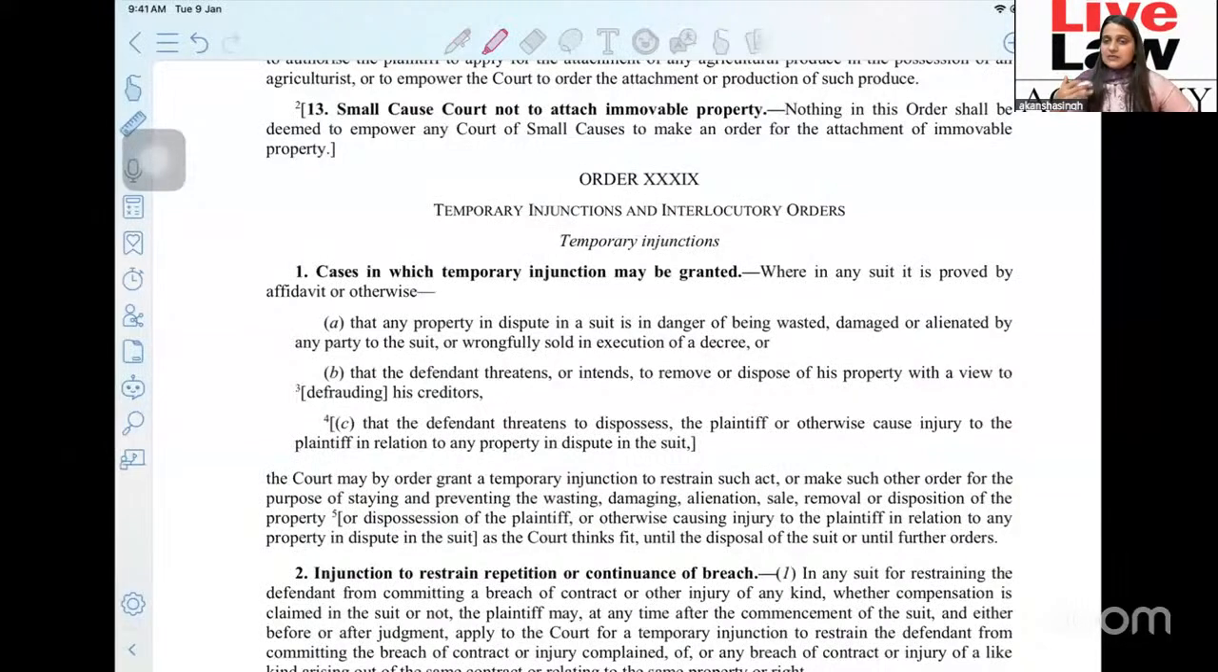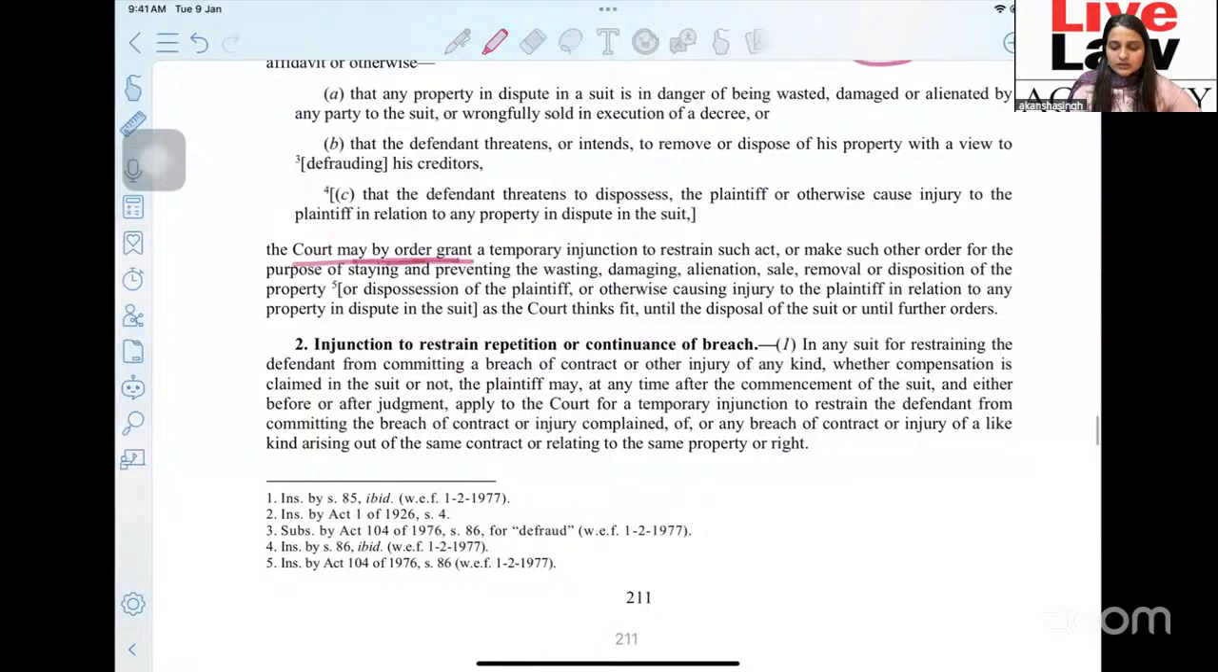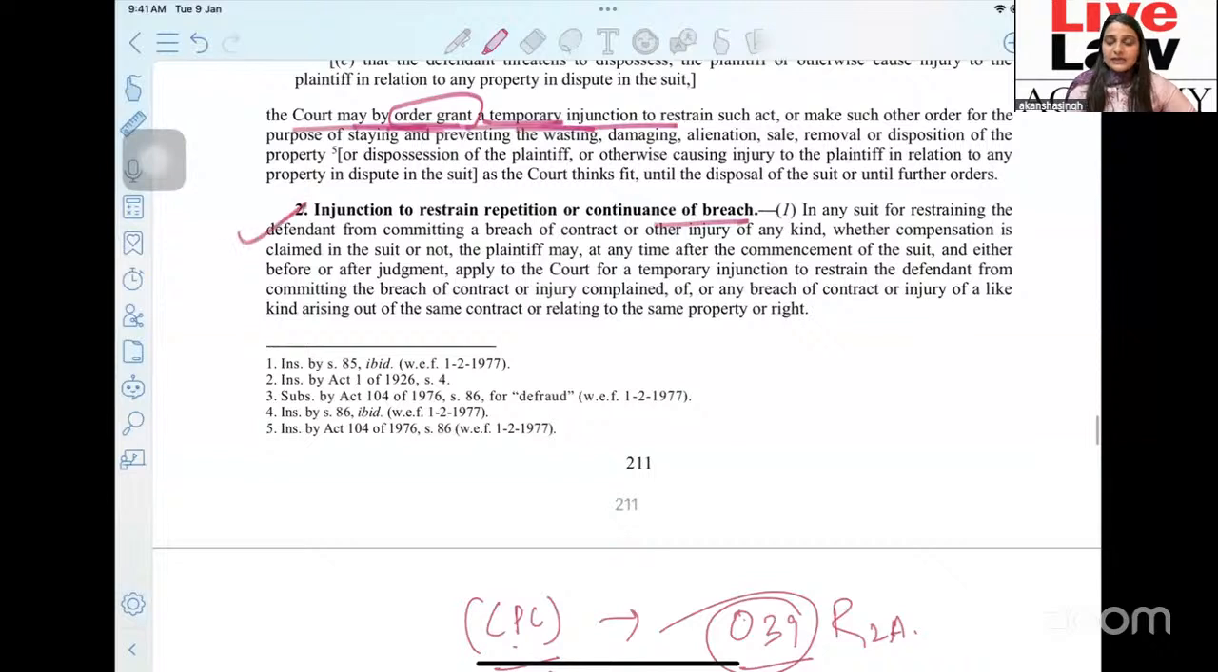Okay, so what is this basically about? Here, as you understand from the title itself, this is related to temporary injunction, right? And this temporary injunction will be granted to you when you apply by way of a suit, right? So in any suit, you will have to prove certain factors, and accordingly, the order of injunction can be granted. So the court may order to grant a temporary injunction. And likewise, according to Rule 2 also, the court can order a temporary injunction to restrain the defendant from committing breach of contract or any other injury.